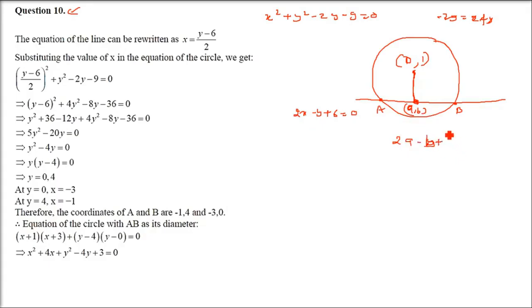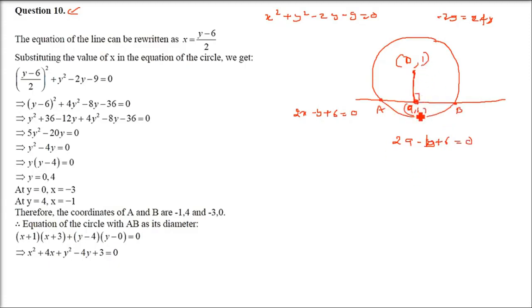This AB lies on 2x minus y plus 6. So I'm just putting x as a and y as b. So this is one of the equations: 2a minus b plus 6 equals 0.